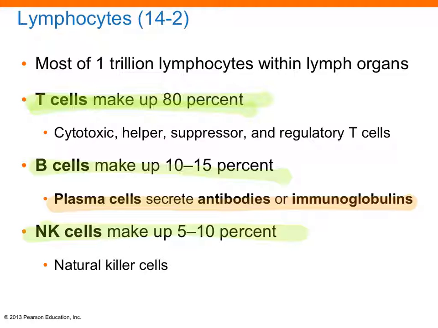Now let's go over the lymphocytes. Most of the 1 trillion lymphocytes within the lymph organs are made up of 3 types. T cells make up 80%. There are a couple types of T cells: cytotoxic T cells, helper T cells, suppressor T cells, and regulatory T cells. B cells make up 10 to 15%. They include plasma cells, and they secrete antibodies or immunoglobulins. And then NK cells make up 5 to 10%, and they're called natural killer cells.